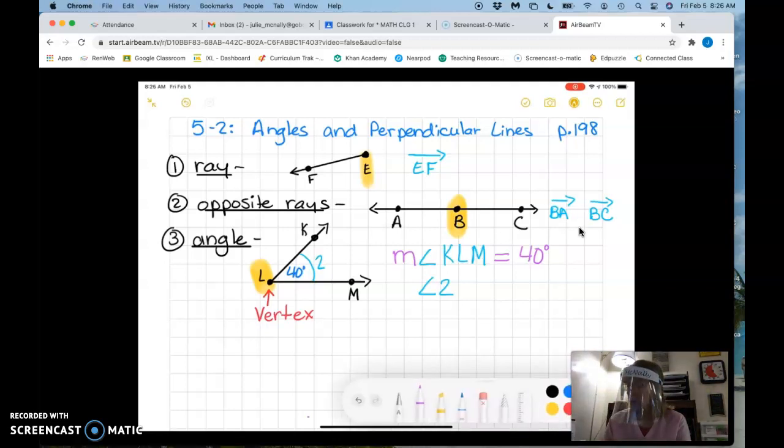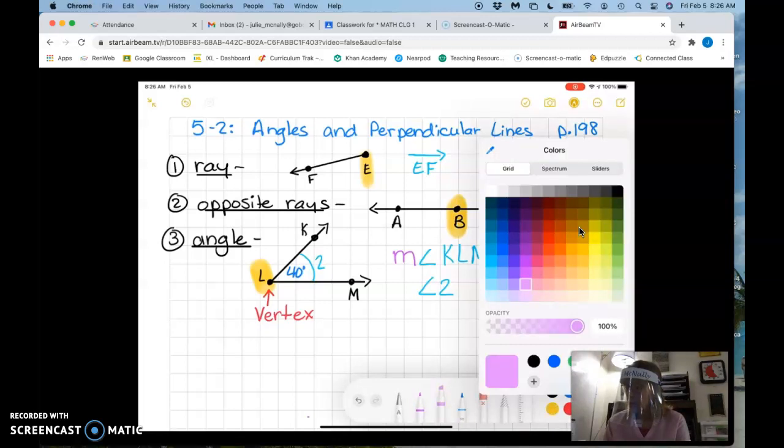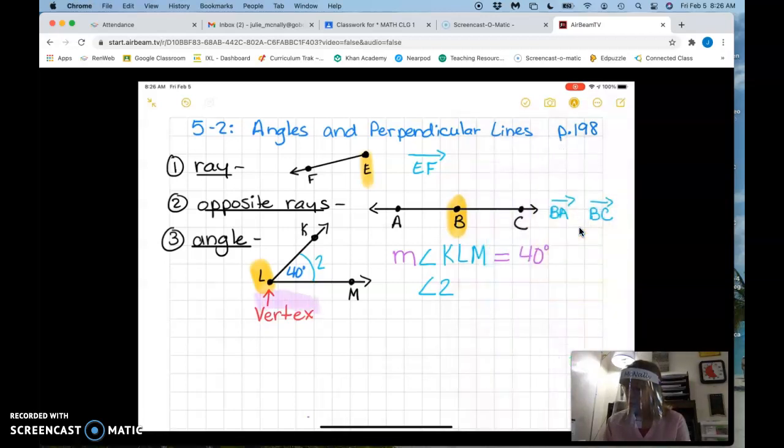And then the last thing to remember is the vertex. So the vertex is going to be your middle point on your angle. Okay?